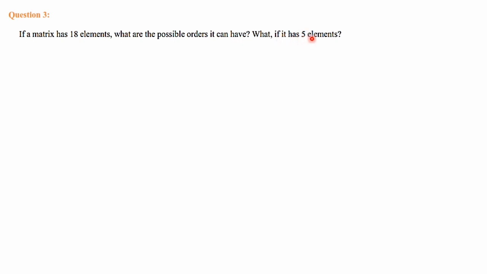As before, 5 is also a prime number. Prime number means it has only two factors, 1 and the number 5 itself. So this question is similar to the previous question. You will do it as homework. Move on to question number 4.